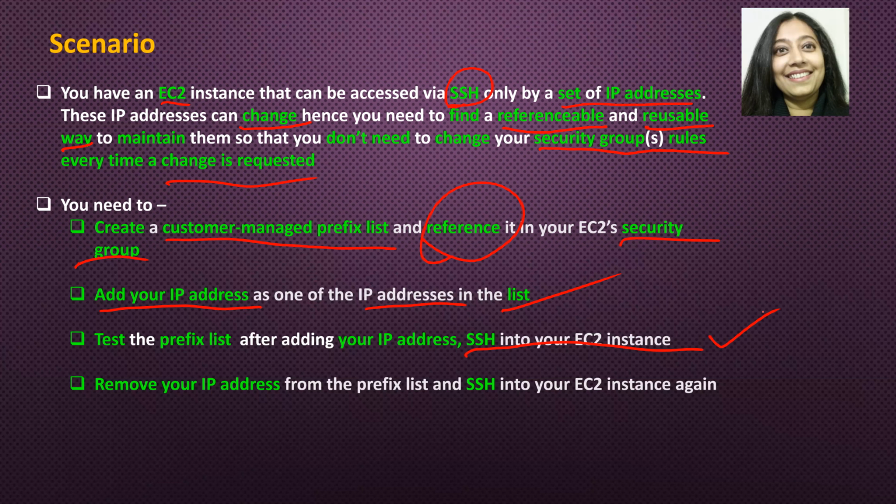Why? Because your address is part of the prefix list, right? Only those addresses or the CIDR block entries that are mentioned as part of a customer managed prefix list are allowed to SSH to your EC2 instance, because we are leveraging that prefix list in our security group. Finally, remove your IP address and then try an SSH. And in this case, you should get either connection timeout or access denied. So it's a very simple scenario, and this will help us to work with prefix lists and also use them in our security groups.